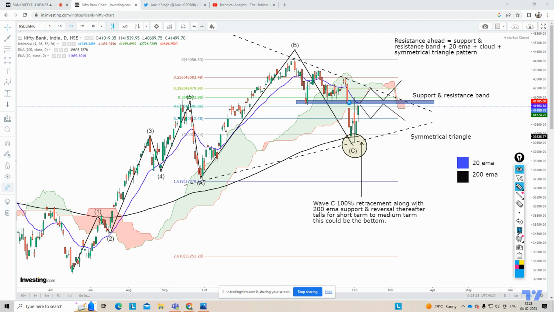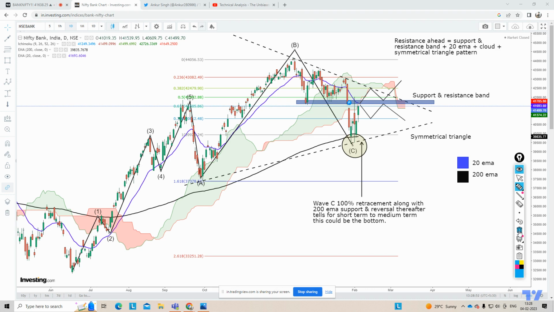And if it works, then if it breaks all this area as mentioned, 20 EMA, cloud, symmetrical triangle, support and resistance band, all those things, then it will have a very, very strong wave 3, which again could be 1,000, 2,000, 3,000 points, right? So it's a very interesting position for Bank Nifty right now. If it breaks out, nothing like it.